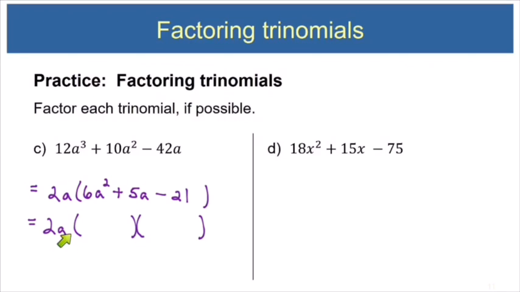See, my 2a GCF is right here, but I'm going to break this trinomial down into two binomials. Okay, here we have 6a squared. So again, I'm going to start by guessing that it should be broken down into 3a times 2a.